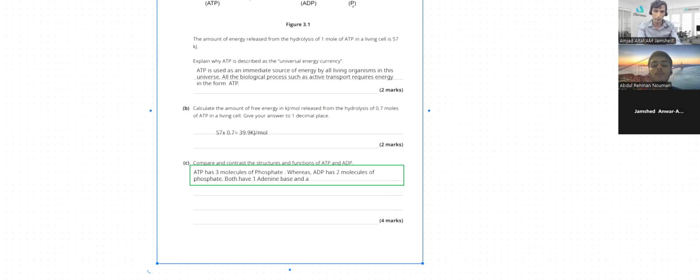When you are talking about compare and contrast, we need to talk about the similarities as well as the differences. I have written that both have one adenine base and one ribose sugar.